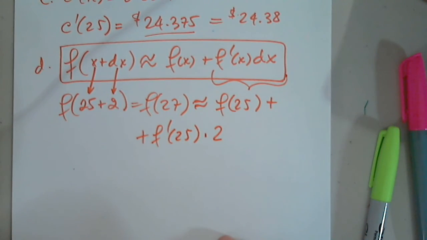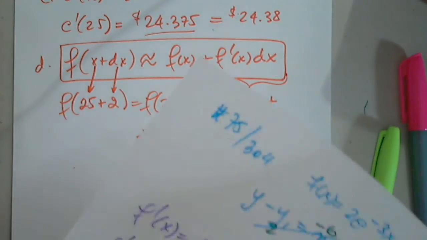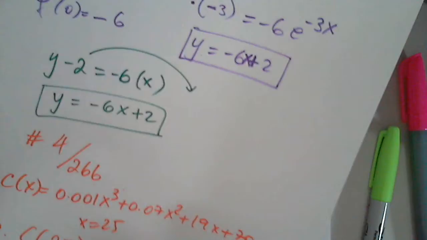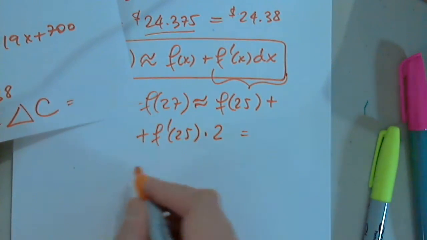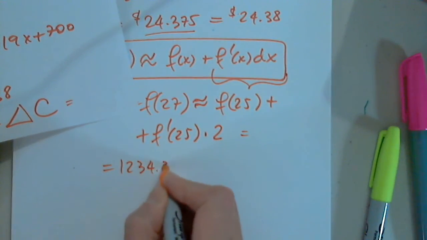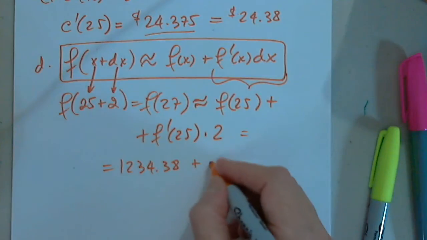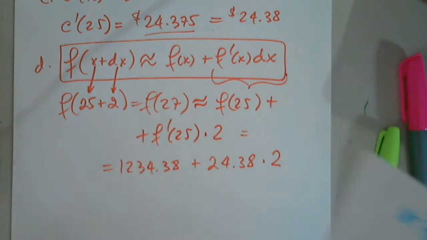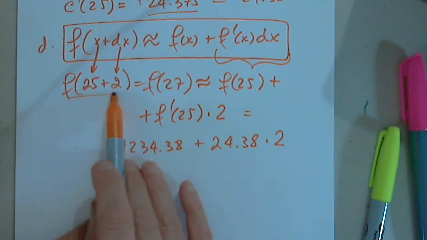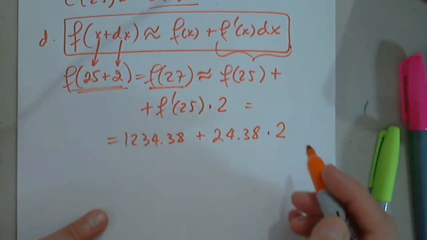Okay? So f of 25, by f I mean C, you know what I mean, that's the function, right? F of 25 I have is 1234.38 plus f prime of 25, which I have as 24.38, times 2. This is an approximate f of 25, C of 25. So what would that be?